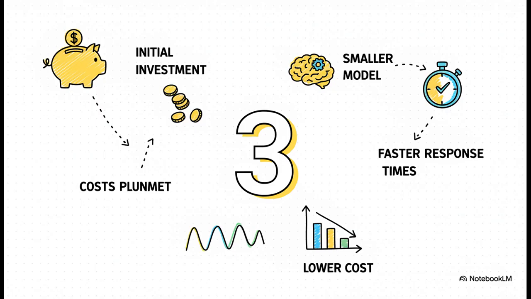Number 3, cost. Yeah, there's an upfront investment to do the fine-tuning, but after that, your costs just plummet. Smaller models mean you pay less for every single API call, and you get your answers back a whole lot faster. It's a massive win-win.